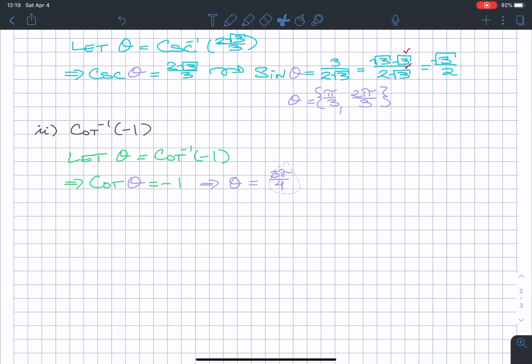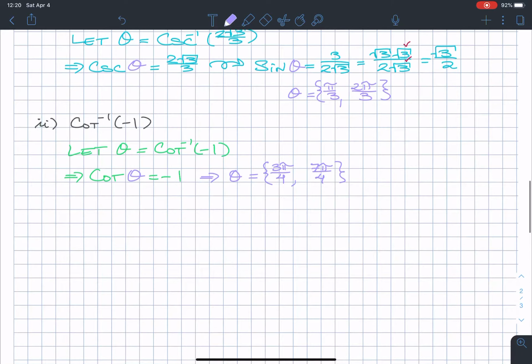Now in quadrant 3, they're both negative, which would mean a positive ratio. So let's go to quadrant 4, wherein the sine is negative and cosine is positive. So the corresponding 45-degree reference angle in quadrant 4 is 7 pi over 4. So these are the two places between 0 and 2 pi where cotangent is -1.